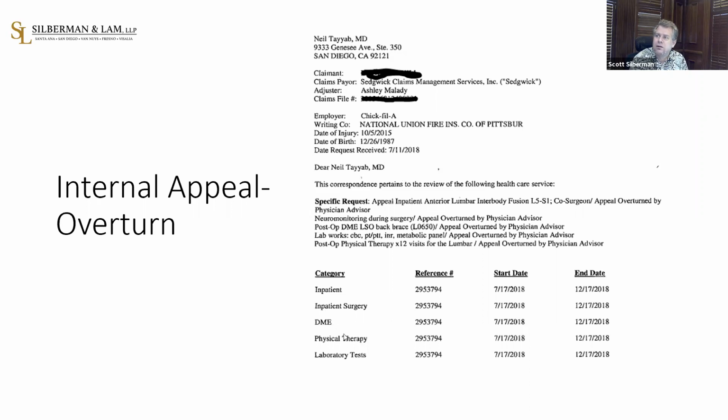And of course, all these other items also say overturned, because there are a number of things that are usually ordered with the surgery, including physical therapy afterwards, blood work, and so forth. So everything was overturned in this case. So this is an example of what you may receive in the mail for an approval, an internal overturn, approval by utilization review.